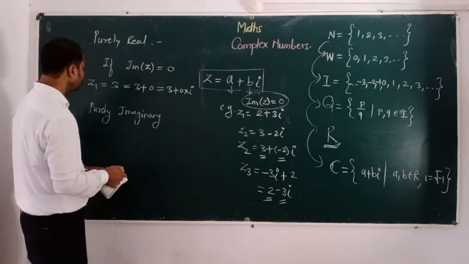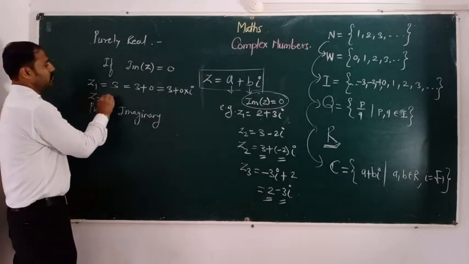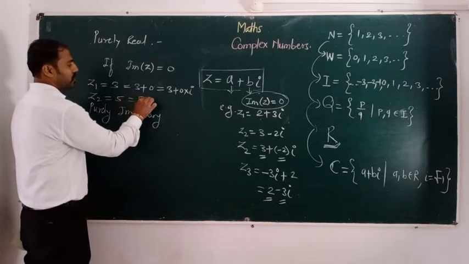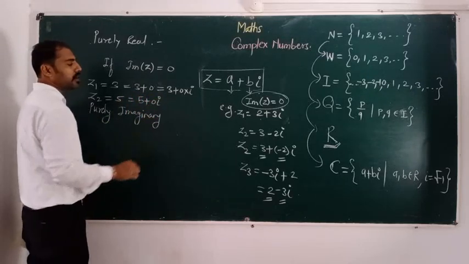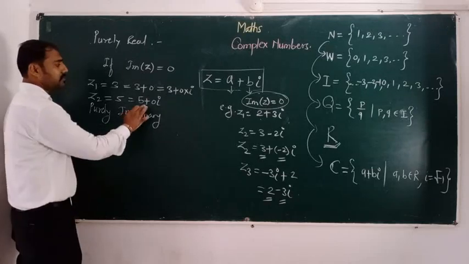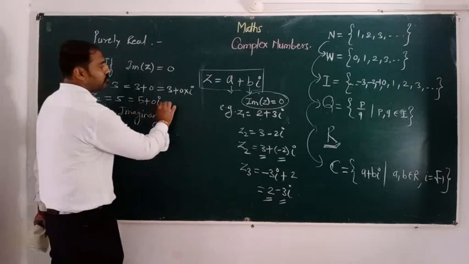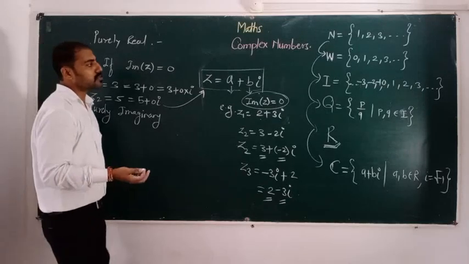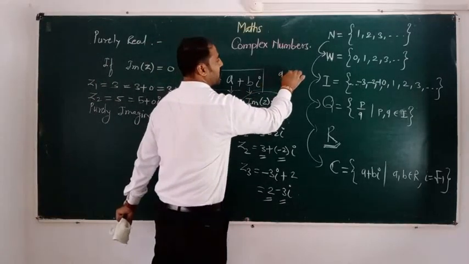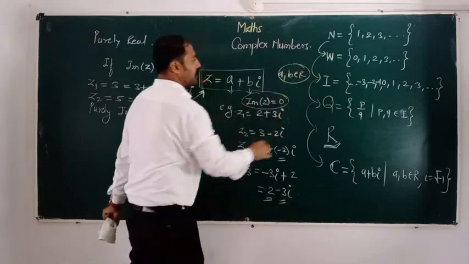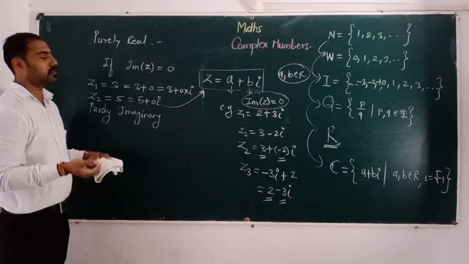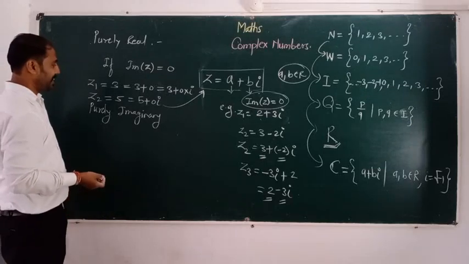Z2 is equal to 5. 5 is a complex number. Yes, 5 can be written as 5 plus 0 into i. So it is in the form of z is equal to a plus bi, where a, b belong to R. This condition is satisfied. So Z2 is equal to 5, which is also purely real.